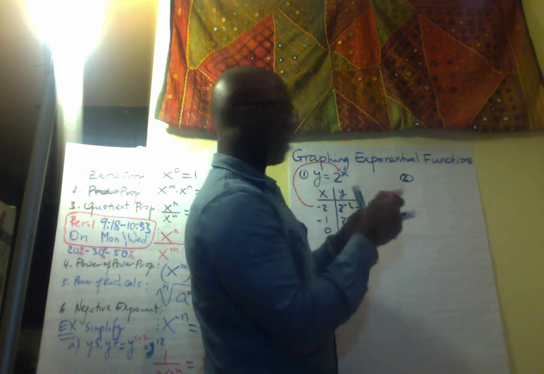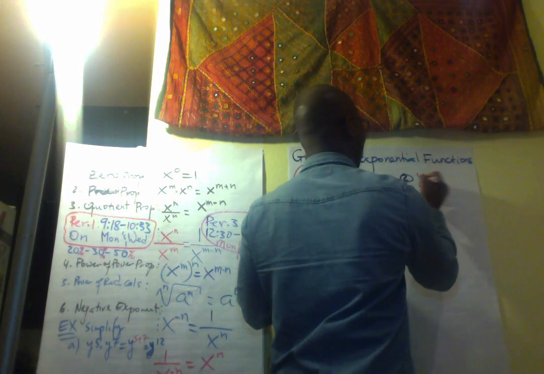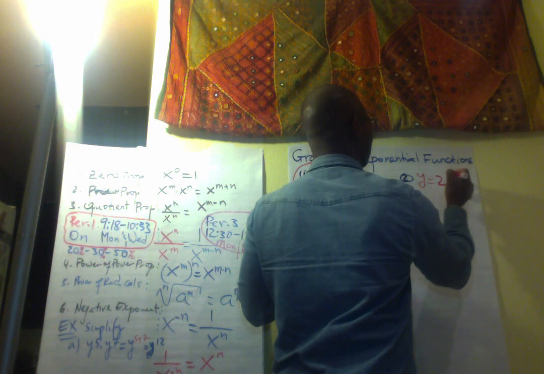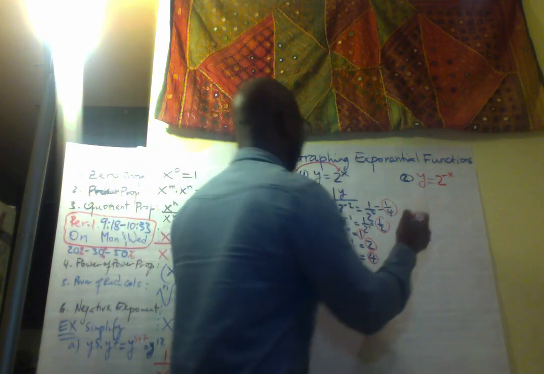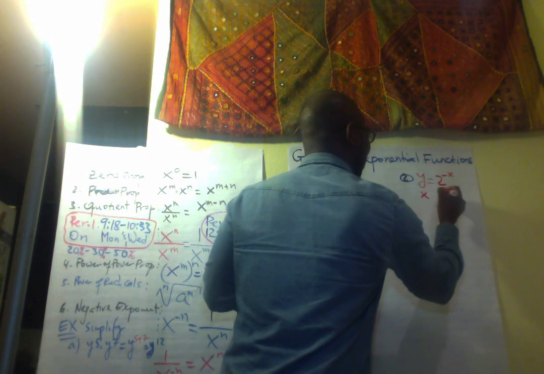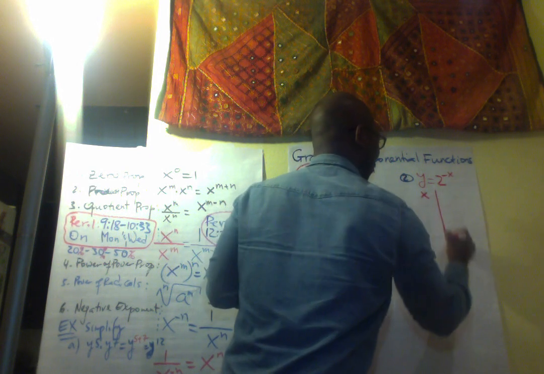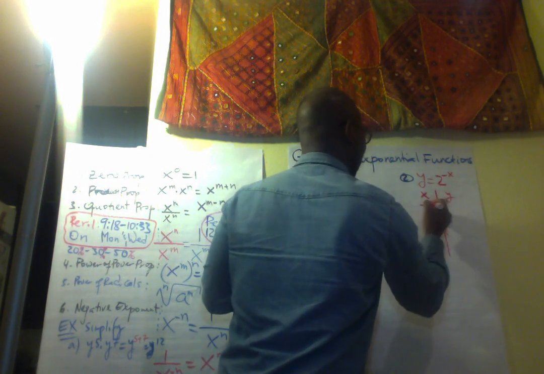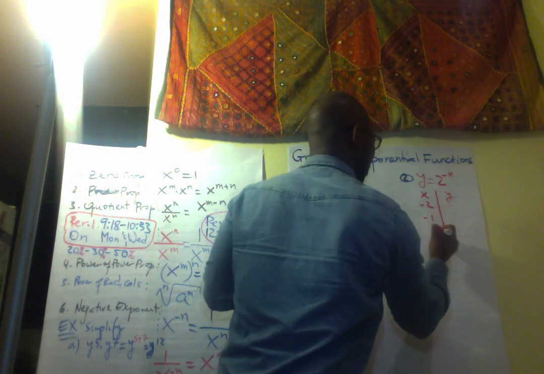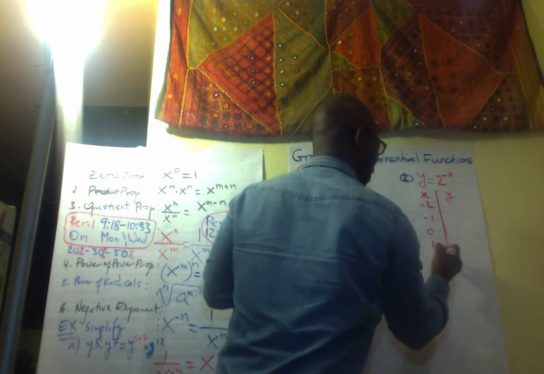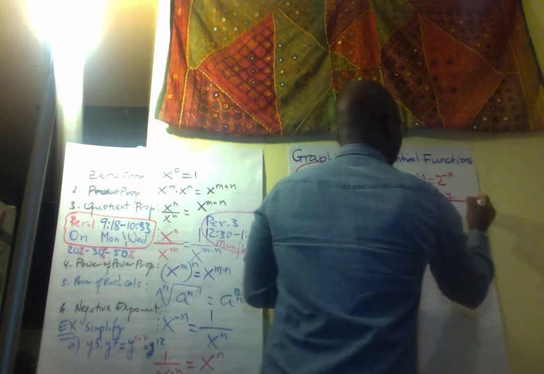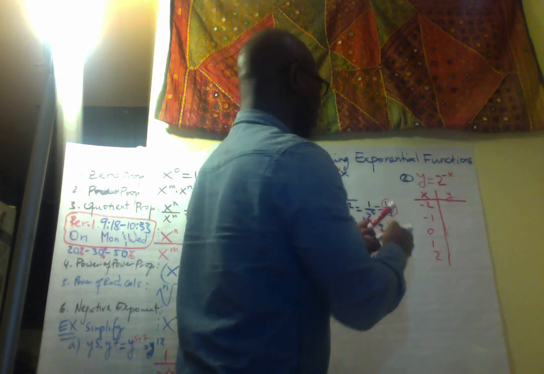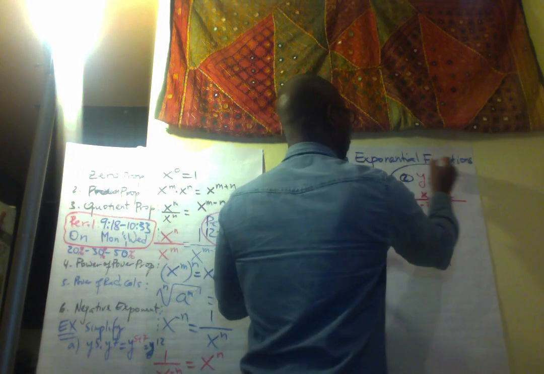I'm going to use the red color this time. So y equal to 2 to the -x. I'm going to pick similar values to make the table: my x values and my y. So I'll pick -2, -1, 0, 1, and 2, just like before. Boom, that's my t-table.